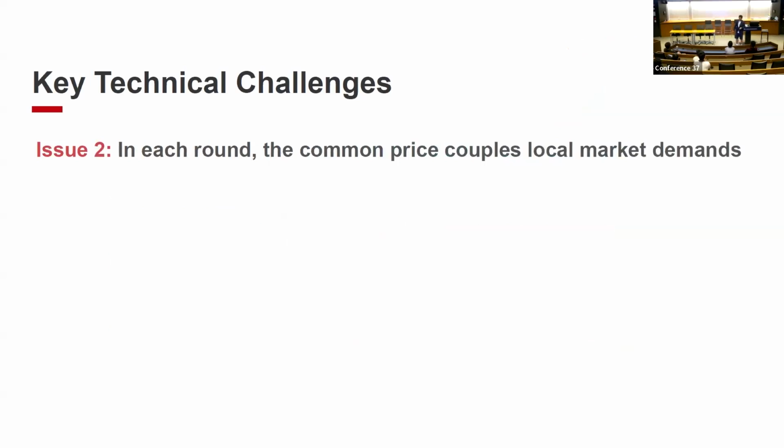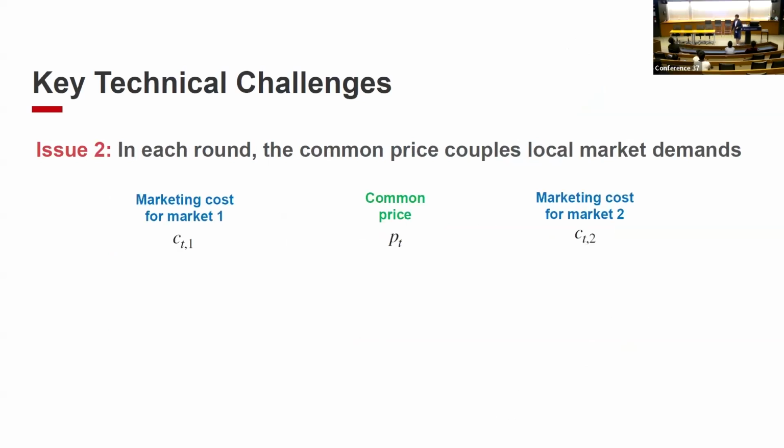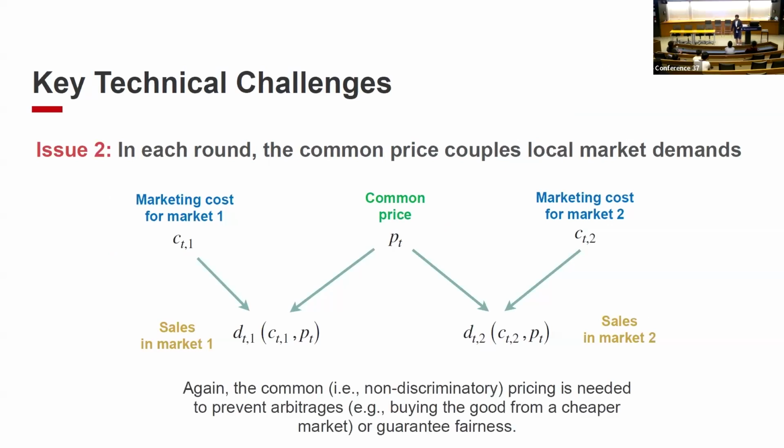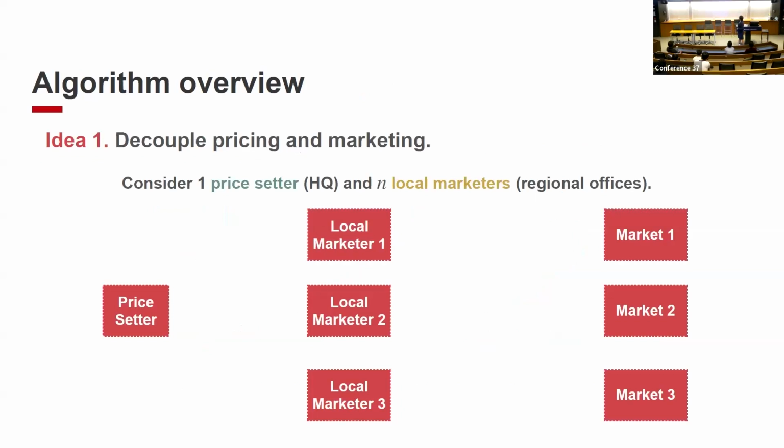Then the second issue is that we set a common price that couples different markets. Otherwise, if the markets had different prices, then you could just use the EXP3 algorithm. But in our case, for example, the marketing cost for market 1 and the marketing cost for market 2 are coupled by the common price P_t, and that gives some problems. Again, the common pricing is needed for arbitrage and fairness. So we want to design an algorithm that decouples pricing and marketing.